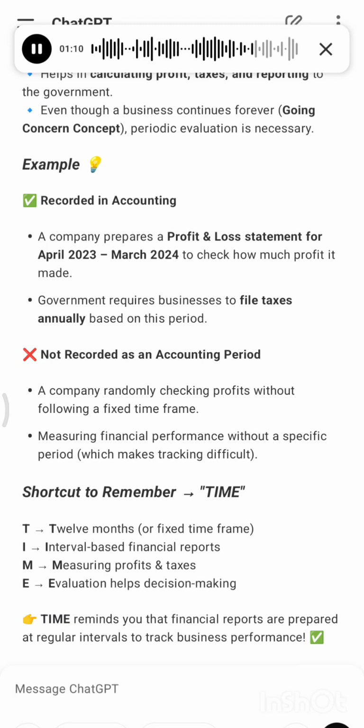Shortcut to remember, TIME. T, 12 months, or fixed time frame. I, interval-based financial reports. M, measuring profits and taxes. E, evaluation helps decision-making. TIME reminds you that financial reports are prepared at regular intervals to track business performance.